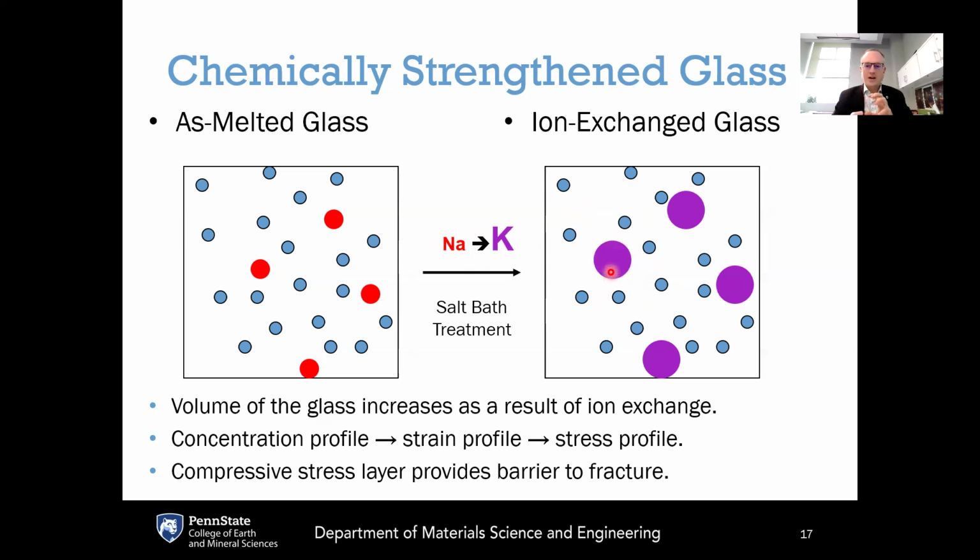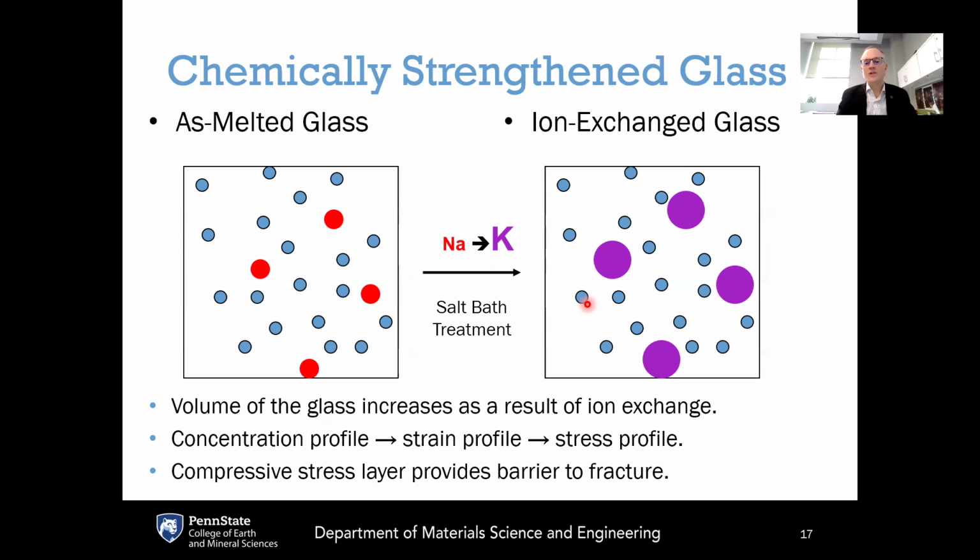The potassium ion is larger than the sodium ion, and so it wants to strain the glass network to pull it apart to allow more room for this larger ion. But the exterior surface of the glass where this ion exchange is happening is bonded to the interior of the glass, and that is not allowing for that expansion. And so as a result, the surface wants to expand, but it's not allowed to because the interior of the glass is pushing it into compression.